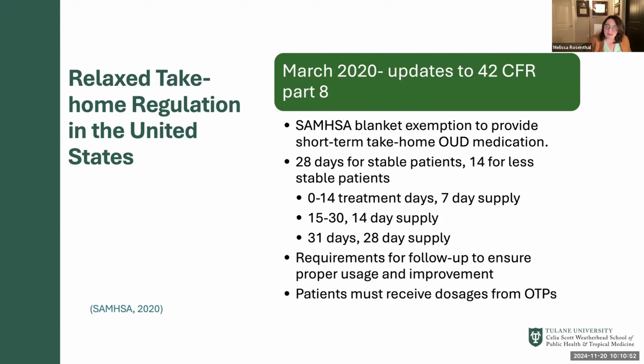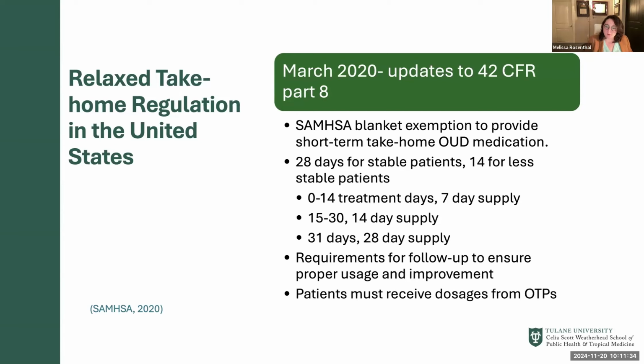It required a maximum of a 28-day dosage for patients, again, that were quote unquote stable, as well as a maximum of 14-day dosages for less stable patients. And how this would typically work is, again, you would follow a staggered protocol. So in the first 2 weeks of treatment, one would receive a week's dosage at a time. Then starting at day 15, all the way through day 30, individuals would then start receiving 14-day supplies. And then from day 31 onward, 28-day supplies until you would run your course of treatment there.